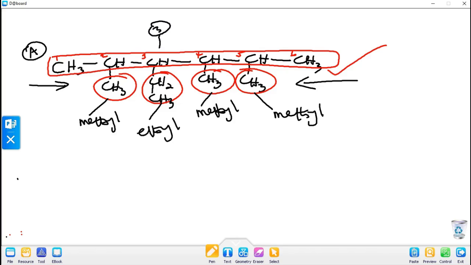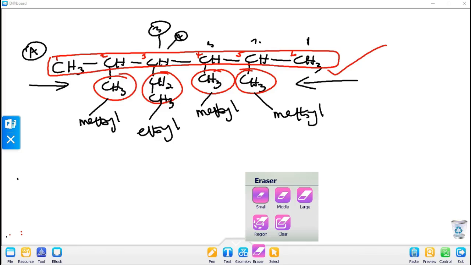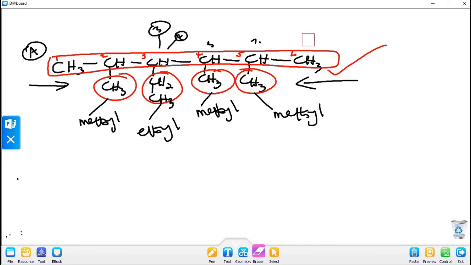But if we start numbering from the right hand side, this will be carbon 1, this will be carbon 2, this will be carbon 3, and here will be carbon 4. So ethyl will fall under carbon 4 if we start numbering from the right hand side, and that is wrong. So we are going to start numbering our parent chain from the left hand side, which has already been done for us.